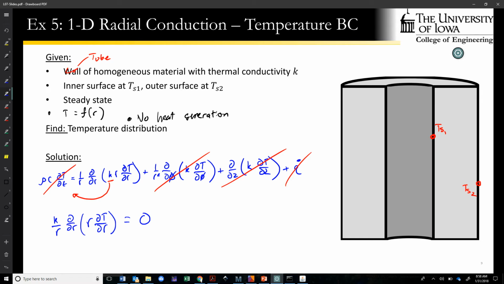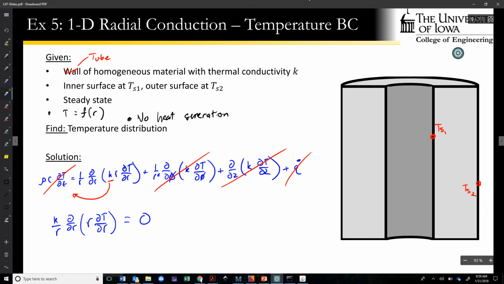So already we should be able to see that this is going to be a little bit weirder of a solution than we saw before. Because we have this r in here, right? We can get rid of this k over r just by dividing through, and then we end up with d/dr of r dT/dr. But the fact that we have this r in here means that we are not going to have the same sort of C1x plus C2 solution to this problem, right?